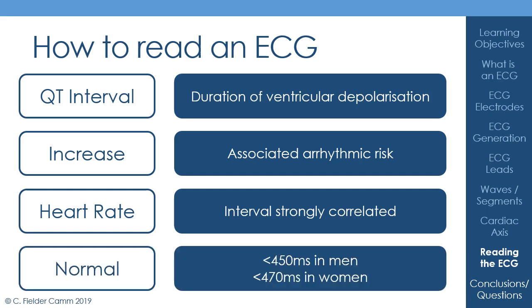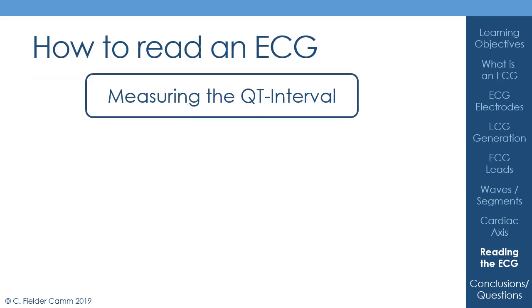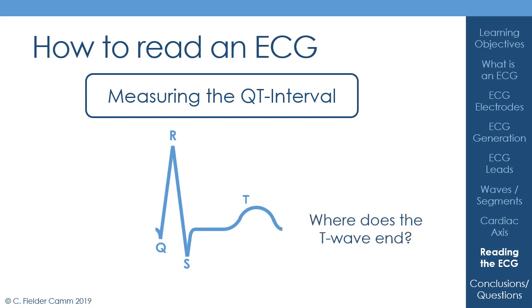And the normal corrected values are displayed here. So it's less than about 450 milliseconds for men and less than about 470 milliseconds for women. And generally, less than 500 milliseconds, the chances of having quite significant arrhythmic risk is low. So how do we go about measuring the QT interval? Well, we take our QRS complex and our T wave, and that bit's easy. But the question is, where does the T wave end?